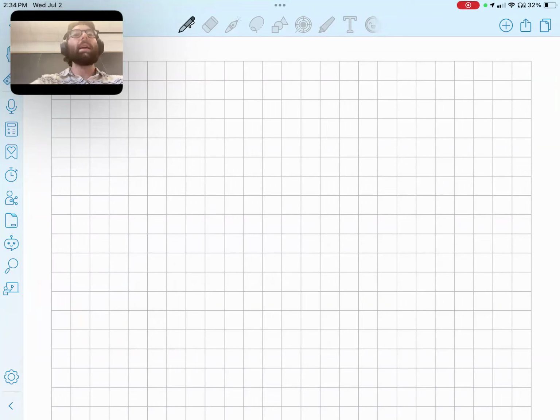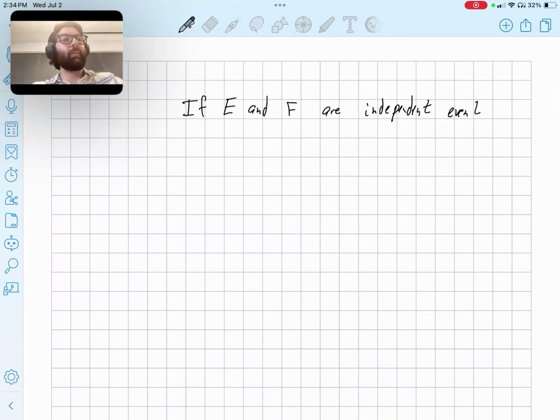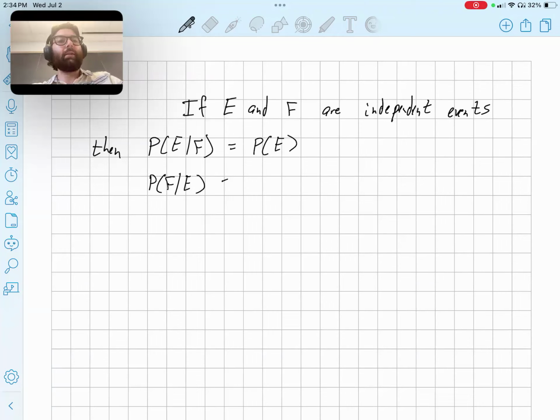Hi, everyone. In this video, we're going to look at some more examples of using complementary probability. But before we do that, I want to make a comment. So we saw before that if E and F are independent events, then the probability of E given F is just the same as the probability of E. And the probability of F given E is just the same as the probability of F.